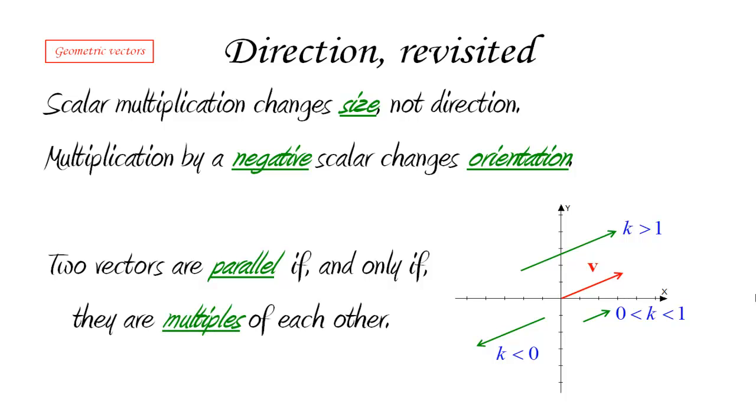Okay, so we're going to say that two vectors are parallel, that is, if they have the same direction, if and only if they're multiples of each other. So if two vectors are such that I can get one by multiplying the other by a scalar, I'm saying that the two vectors are going to be parallel, and I'm also going to say that they have the same direction. Okay.